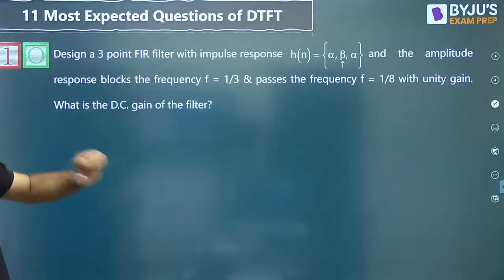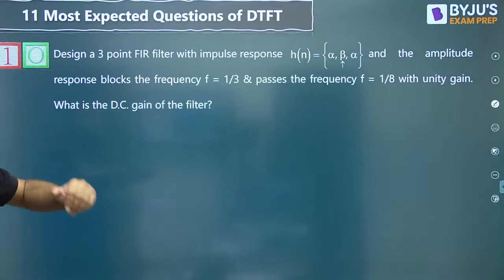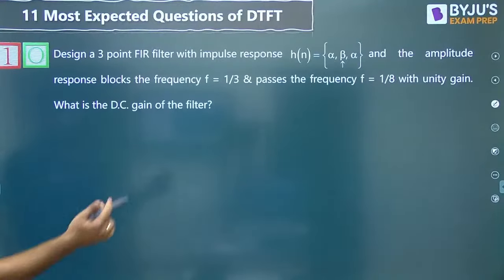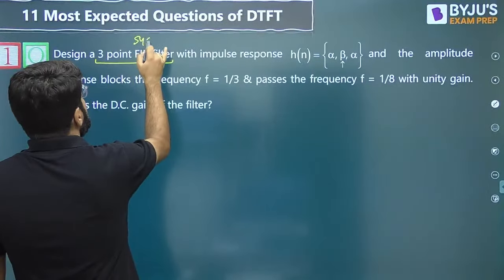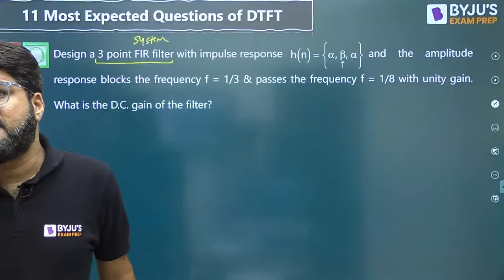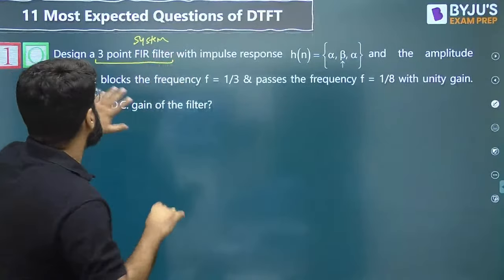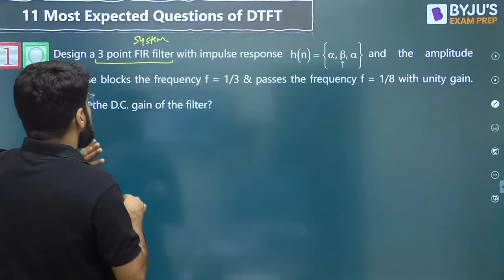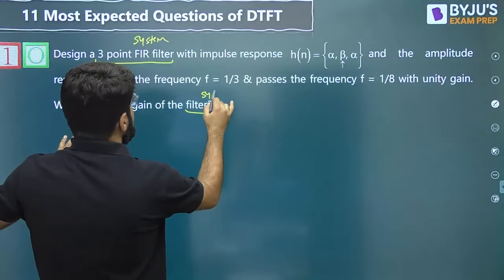Design a system whose impulse response h[n] is given to you, and the amplitude response blocks the frequency 1/3, passes the frequency 1/8 with unit gain. What is the DC gain of the system? It's a pure DTFT question, so don't just think whether an FIR question can come or not. It's a system based, logical application based question. Design a system with the impulse response, and also find the DC gain of the system.